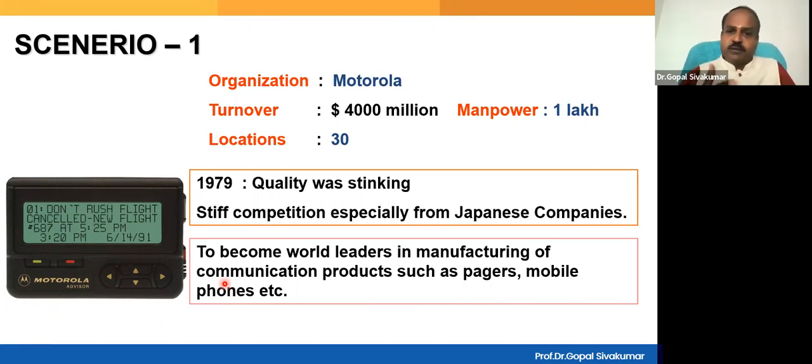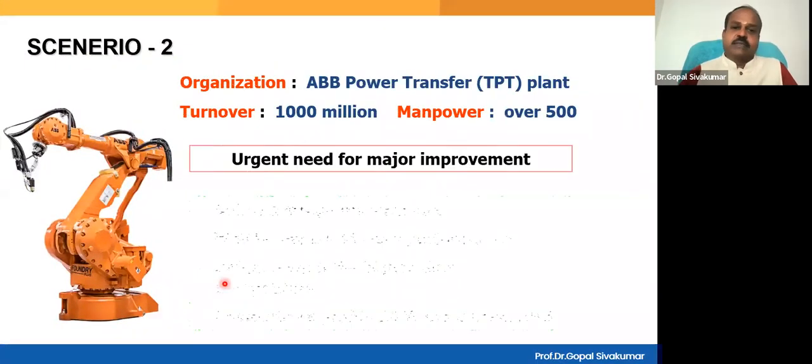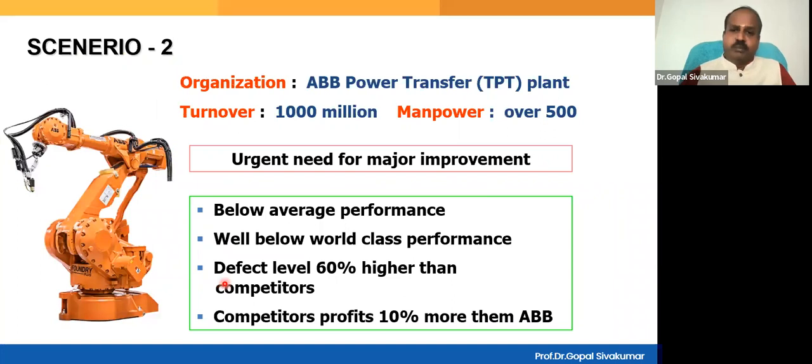And before the mobile phones, they also introduced pagers. You can see it. The reason for embracing Six Sigma is stiff competition, especially from the Japanese companies. And moreover, the motivation is they wanted to become world leaders in manufacturing of communication products, such as pagers and mobile phones. Another company which adopted Six Sigma in the earlier stage is ABB, Asia Brown Boveri, a Swedish-based company which is into robotics as well as heavy electrical equipment manufacturing.